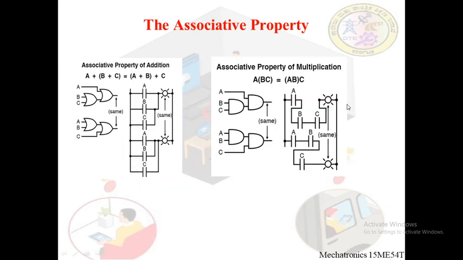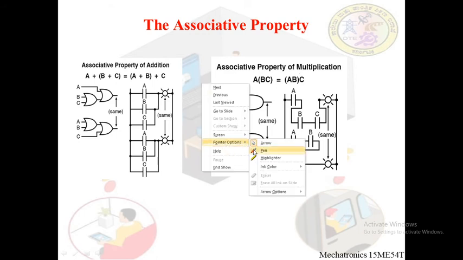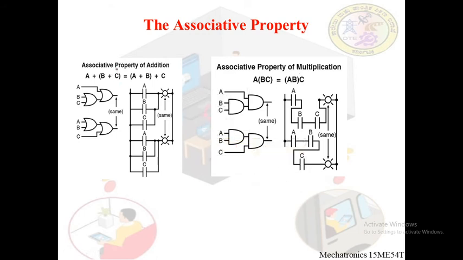Next is associative property. Associative property is verified for both addition and multiplication, similar to commutative property. Here we have another variable called C. So the logic diagram or the logic circuit shows the associative property of addition. A plus B plus C. Here B plus C is ORed separately and here A plus B is ORed separately.